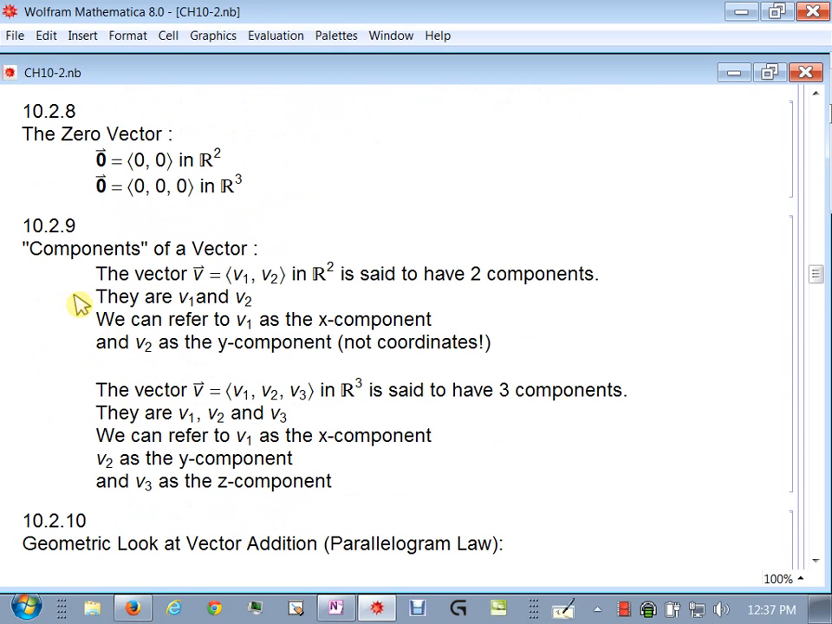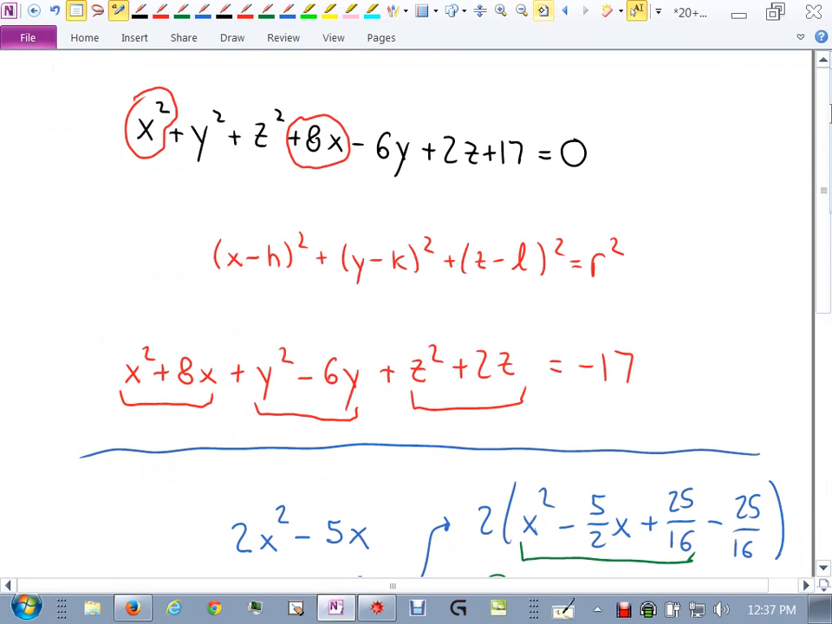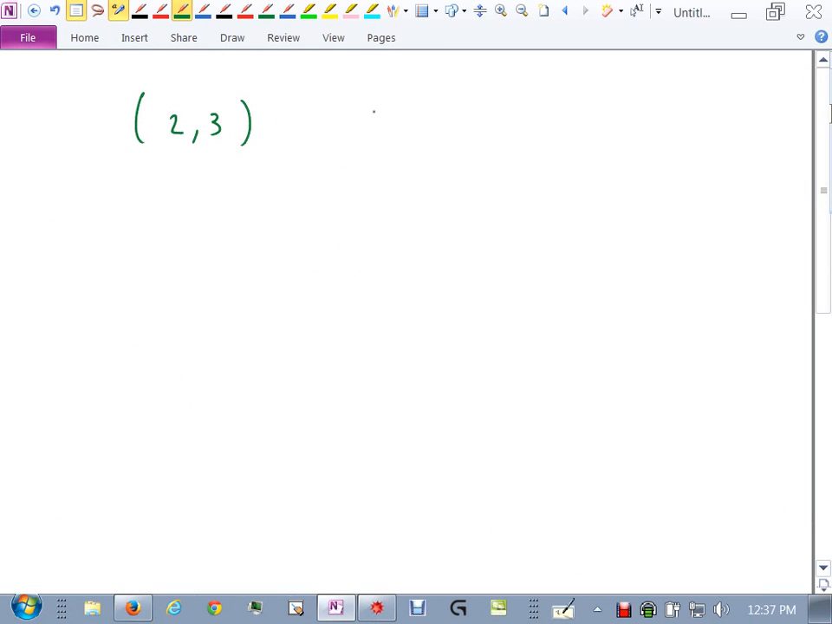Now some language. When you have a vector, we had numbers in here, right? Those numbers are called the components of the vector. The first number is the x component, the second number is the y component. How is that different from an ordered pair? What did we say with an ordered pair? The 2 here would be the x coordinate. Here, the 2 would be the x component. When you're talking vectors, you're talking components. When you're talking points, ordered pairs, ordered triples, you're talking coordinates. That's the difference in those two.